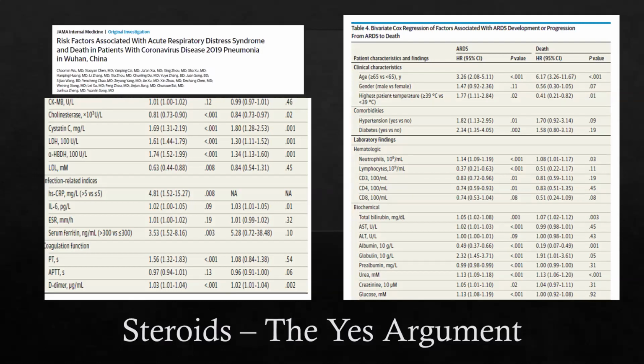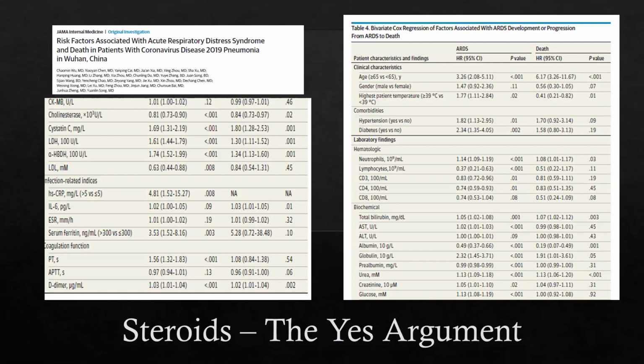So in a retrospective cohort study of 201 patients with confirmed COVID-19, admitted to a hospital in Wuhan between the end of December and the end of January, we can see here in table four that there were certain risk factors related to developing ARDS or progressing to death, age greater than 65 being a significant risk factor. Neutrophilia is also a significant risk factor. And then things like coagulation dysfunction, for example, we see our D-dimer over here, LDH up here, all statistically significant. So those seem to be predictors that these are the types of patients that progress to ARDS and potentially death.